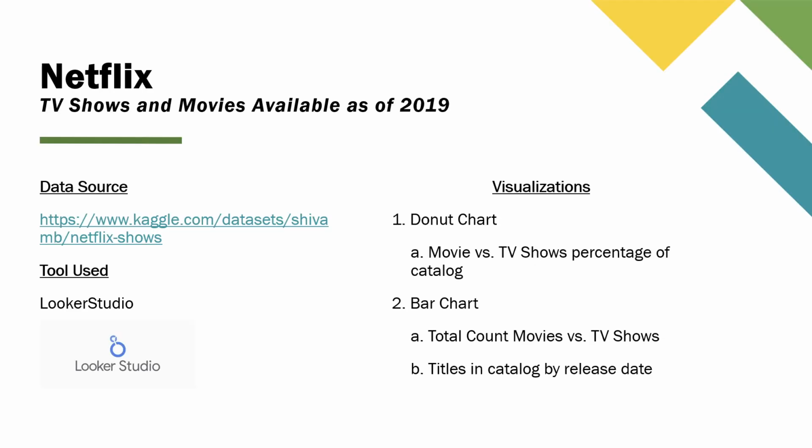Throughout this presentation, we have made good use of the datasets available on Kaggle.com. The dataset for these upcoming visualizations has to do with Netflix and the TV shows and movies available as of 2019. For these visualizations, we used Looker Studio, and we created a donut chart and two bar charts.